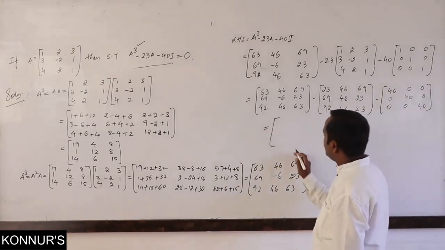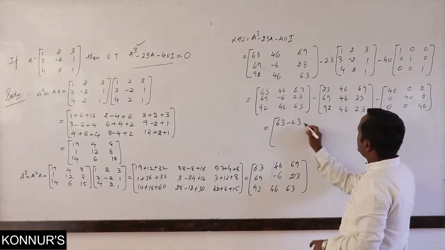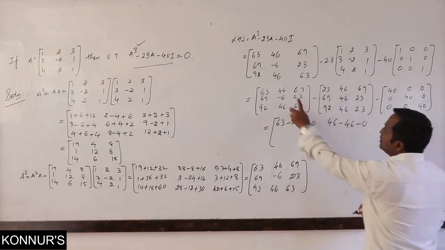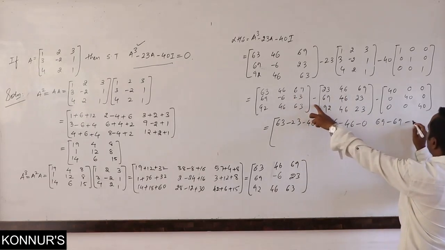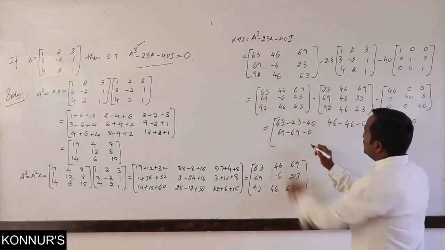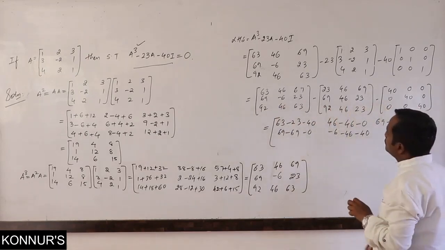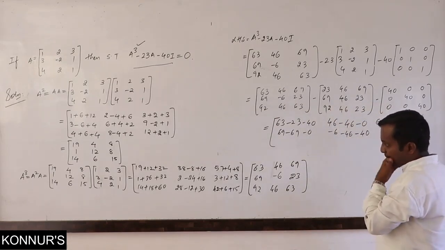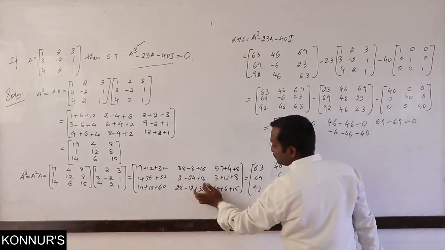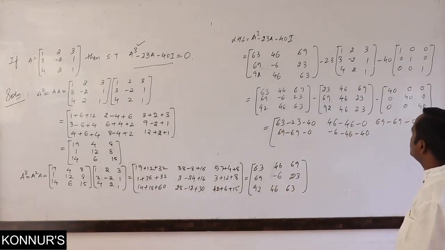Now calculate. How to calculate? 63, subtraction or addition. Minus 23, minus 40. Okay, next 46 minus 46 minus 0. 69 minus 69 minus 0. Next minus 6 minus 46 minus 40. Minus 6 it is there, plus 6. Okay, this is wrong again, I'm sorry. Once again, 16 plus 2, it is becoming 18. 18 minus 20, correct? Minus 46 plus 46.